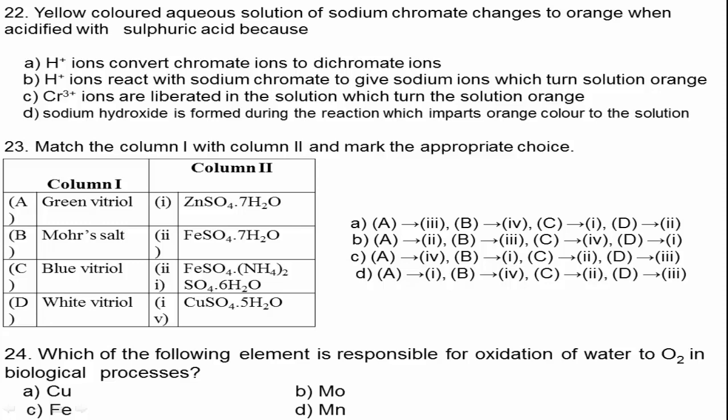Students, the reaction between sodium chromate and sulfuric acid is written as 2Na2CrO4 plus H2SO4 gives Na2Cr2O7 plus H2O plus Na2SO4.